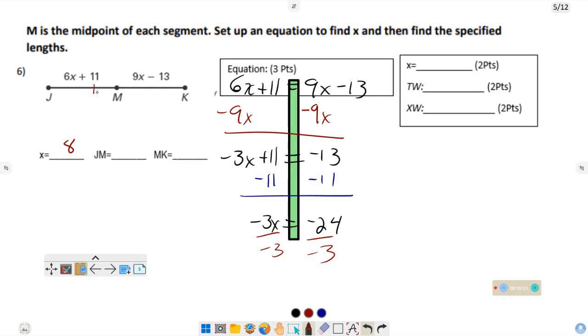Now, we're looking for these two sections right here. I'm going to choose the easiest one. Which one do you think is going to be easier, the JM or the MK? The JM. The JM looks like this. Well, that's 48 plus 11, 59.